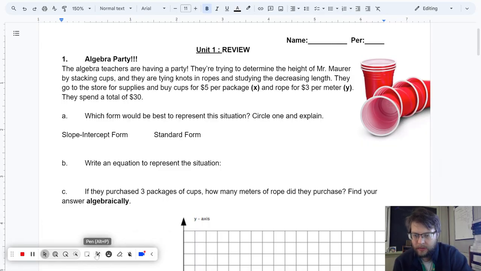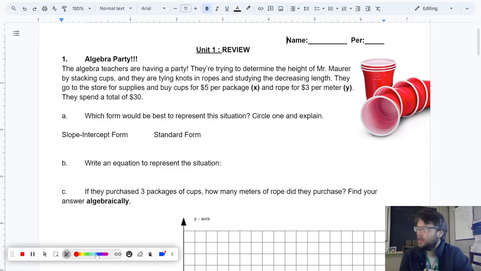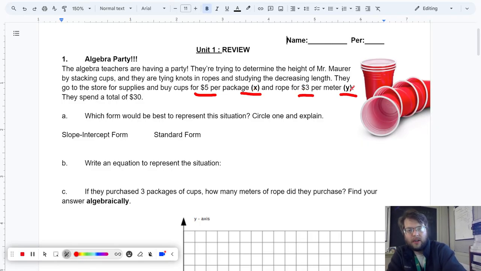So, first problem that we're talking about here is the algebra party. Math teachers are buying cups for $5 each. We're going to call that X. Rope for $3 each. We're going to call that Y. We spend a total of $30. So this is one of those situations that I like to call a combination of two things to make a total. Two things combined to make a total.